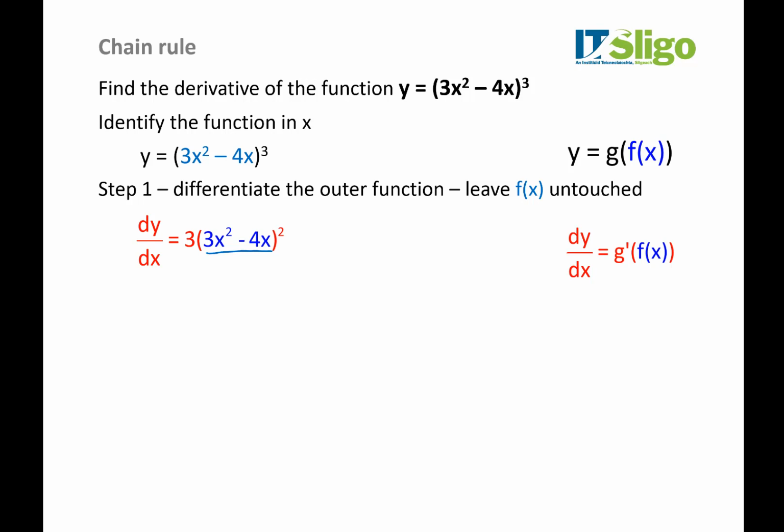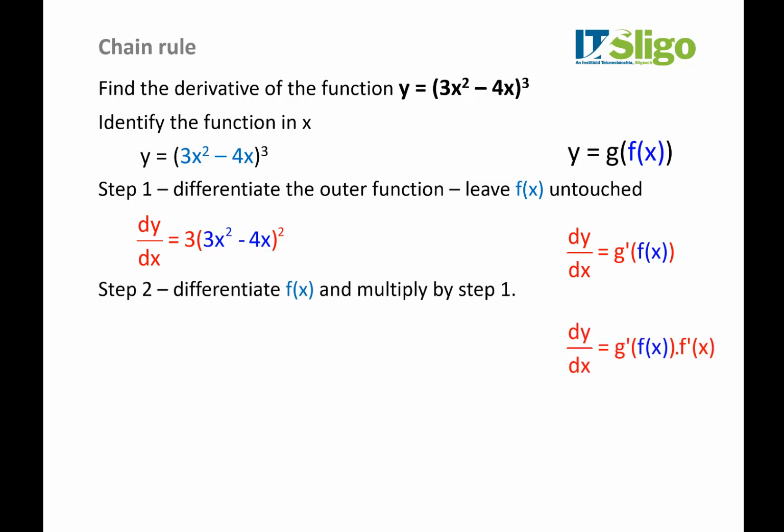Now the next step is to differentiate this blue bit, just using the normal rules, and multiply it by step 1. So when we differentiate this bit, this comes to 6x minus 4. So here's step 1, and there's step 2.